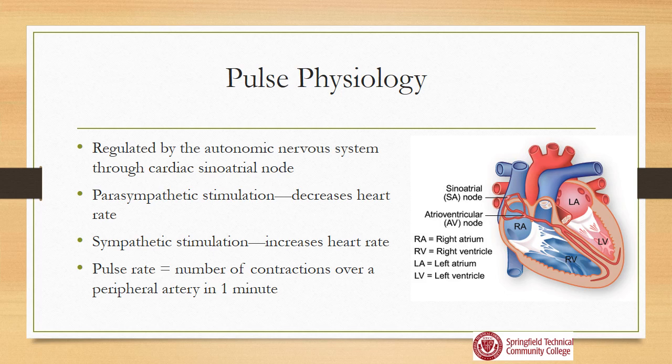Sympathetic stimulation, like what occurs when you see a bear in the woods and realize you have to run away, that's going to increase your heart rate. Usually it's related to the release of norepinephrine and epinephrine. And your pulse rate is measured by counting the number of contractions over a peripheral artery. So I'm going to put my fingers on my patient's radial artery and I'm going to count the number of contractions over a minute, and that's going to give me my rate of pulse in beats per minute.